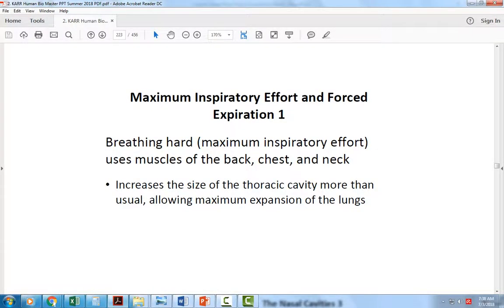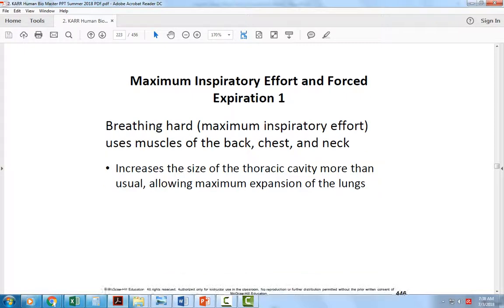So sometimes when we need to take a large inhale, like when someone is going to maybe yawn and they're taking that large inhale, that allows extra muscles to be involved. So we use muscles of the back, chest, and neck when we're taking a really deep breath. So it's not just the diaphragm and external intercostals that are involved when we breathe beyond a normal resting inhale.